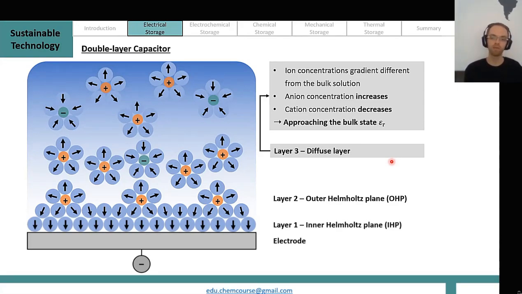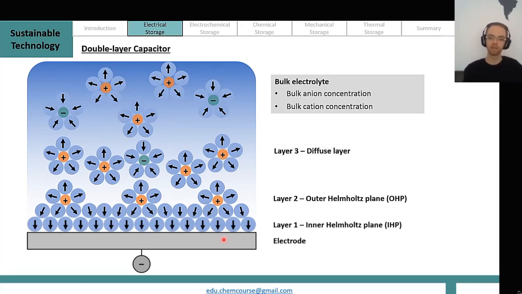So we have an ion concentration, which increases the further we go away from the electrode. So we will have more and more negative charges the further we go away from the electrode, which makes sense because these negative charges are usually repelled from this electrode. So we will find them further away. Also, the cation concentration will decrease because if we're close to the electrode, cations or positive ions will be attracted towards the electrode. But the further we go into the bulk, the more we will approach this bulk value, which is actually equal charges on both sides.